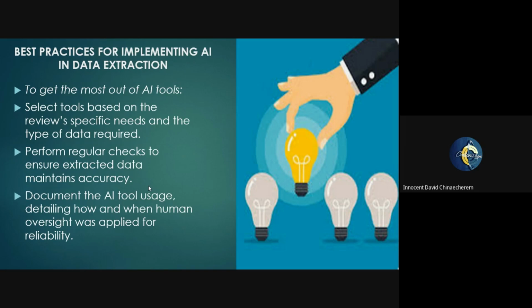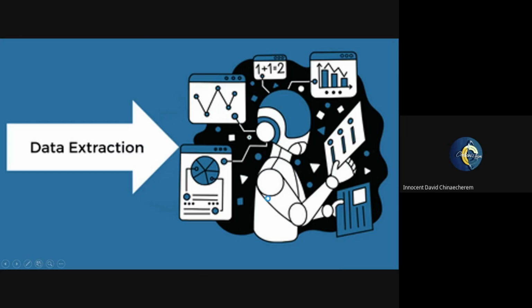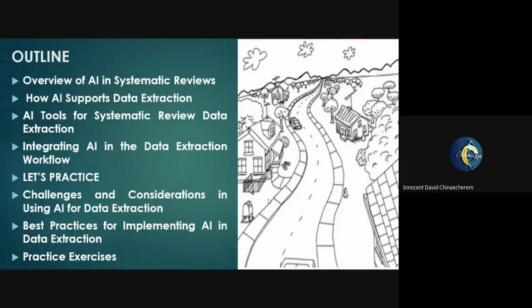So what are the best practices? The best practice to get the most out of AI is, the first thing, to select the best tool and perform regular checks, which we said already, to ensure accuracy, and also document how you used it. At what stage was it used? You could say it was used at your data extraction. So all these are what we really need to look at for today.